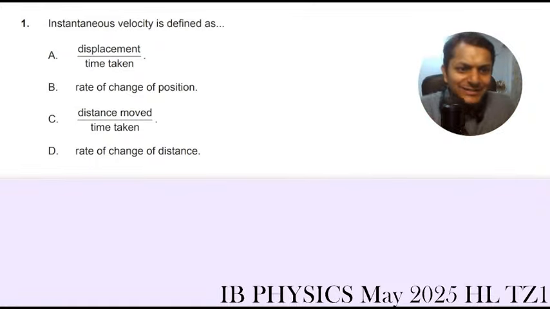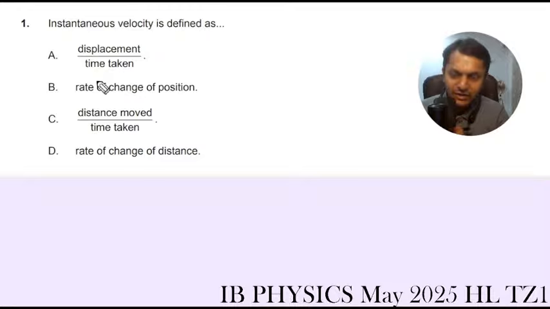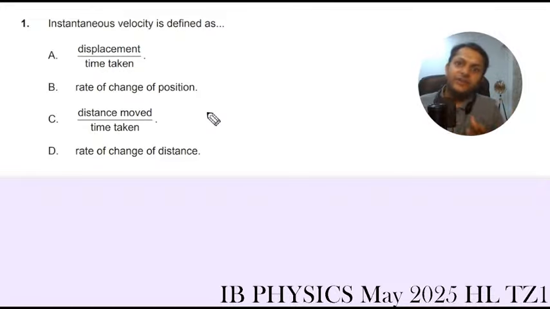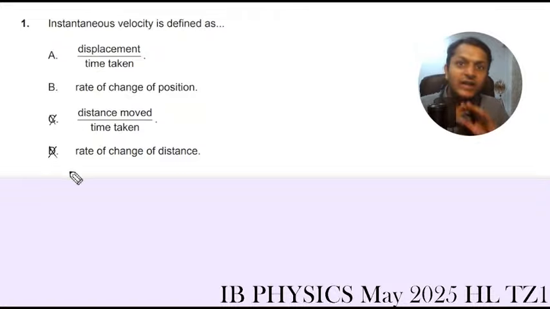Okay, dear student, let's see what is there in this question. The instantaneous velocity is defined as displacement divided by time, the rate of change of position, the distance moved divided by time taken, and the rate of change of distance. Okay, so we all know that velocity is the rate of change of displacement, so of course it is not distance. So C is wrong and D is wrong. We are very sure about it, like C and D are wrong.